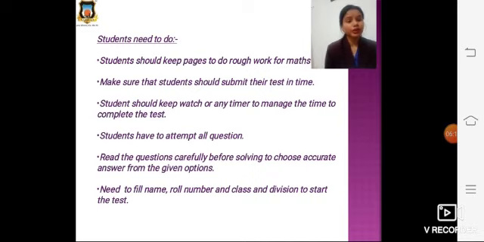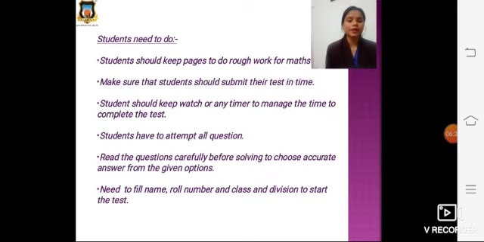Okay, and one more important thing, you have to manage your time. Whenever you solve the questions, you have to see how much time is remaining, and according to that you have to solve the examples. And you have to attempt all questions.